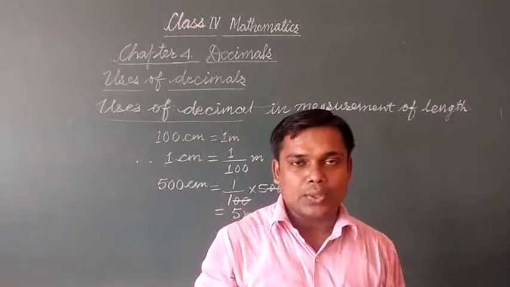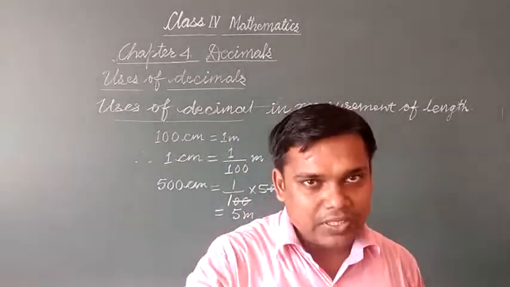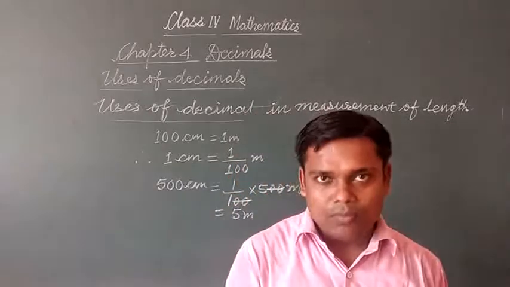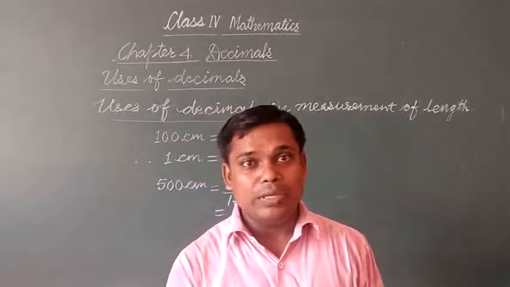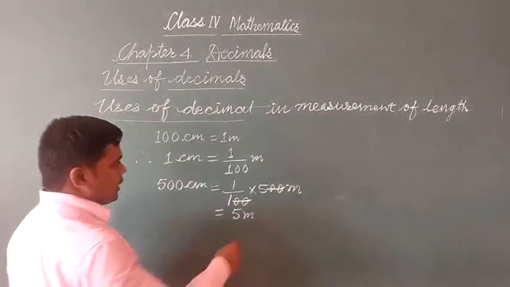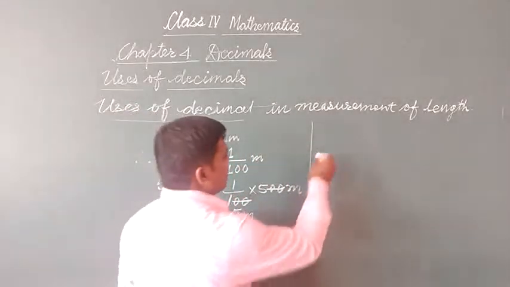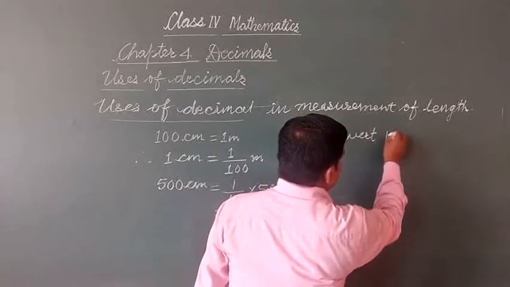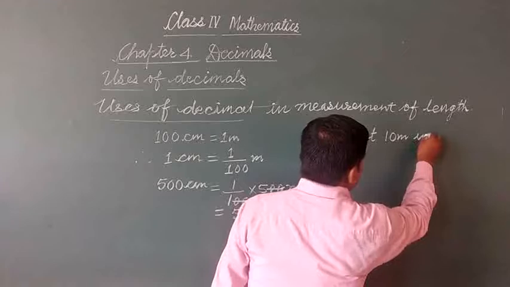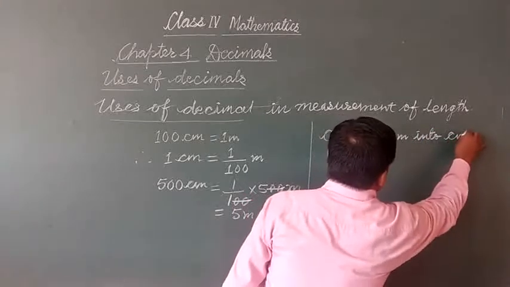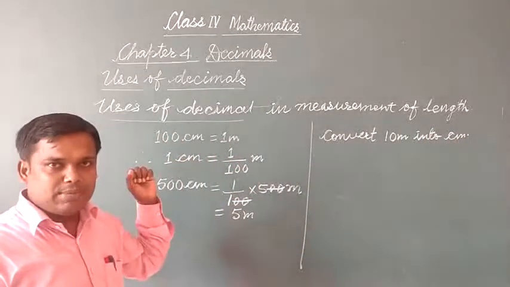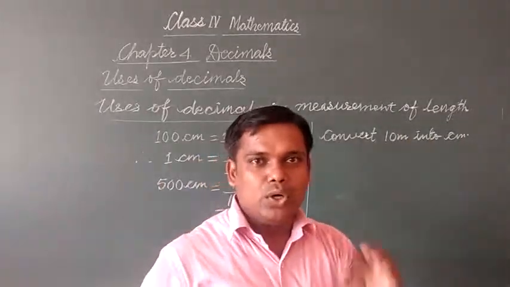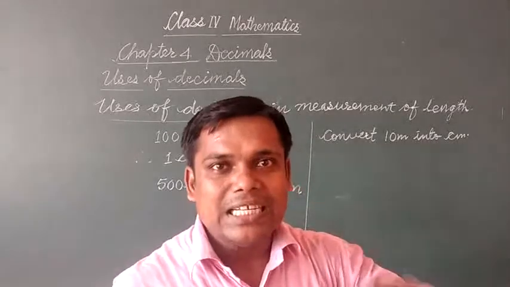You remember that when we convert from a smaller unit to bigger unit, we divide, and from bigger unit to a smaller unit, we multiply. For example, on the other side you can see, if it is given convert 10 meters into centimeter, then we will multiply by 100. As we know, 1 meter is equal to 100 centimeter.